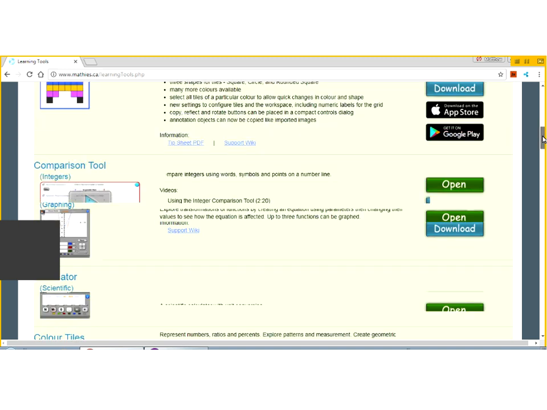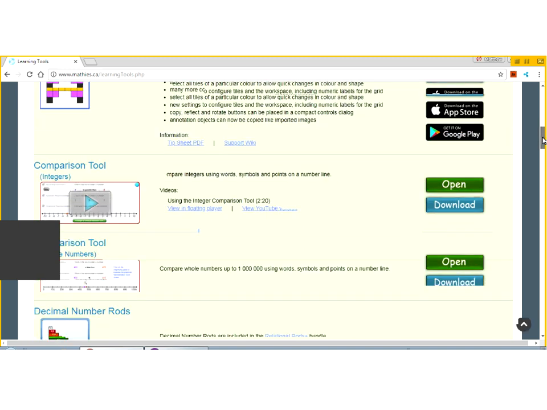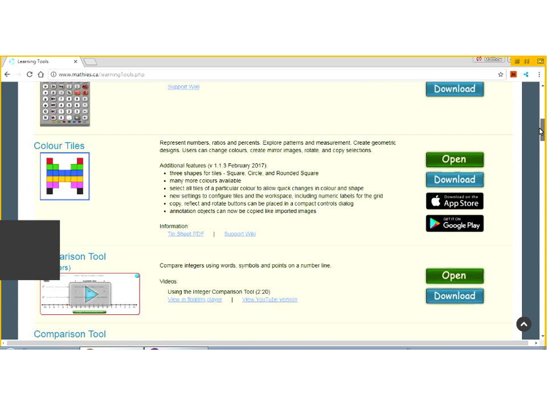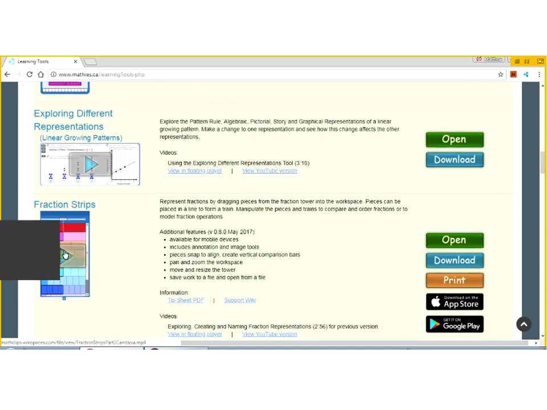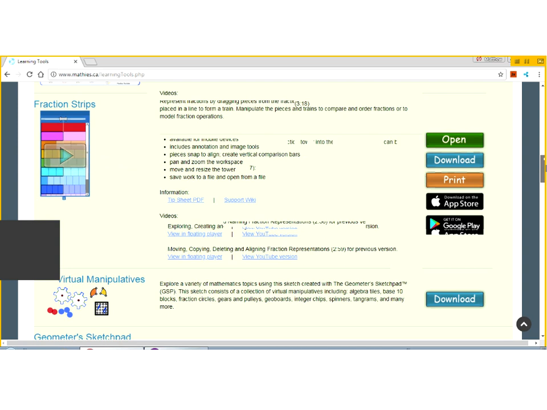And just have a little scroll through, and we're going to notice how many of them can be used to support fractions. So the colored tiles tool is exactly what you think. It's just colored tiles in digital form. That's quite a good app. Integers, whole numbers, we have decimal number rods, growing patterns, but fraction strips here. So a very powerful tool. Very powerful tool for comparing fractions and adding and subtracting fractions, even possibly multiplying and dividing.